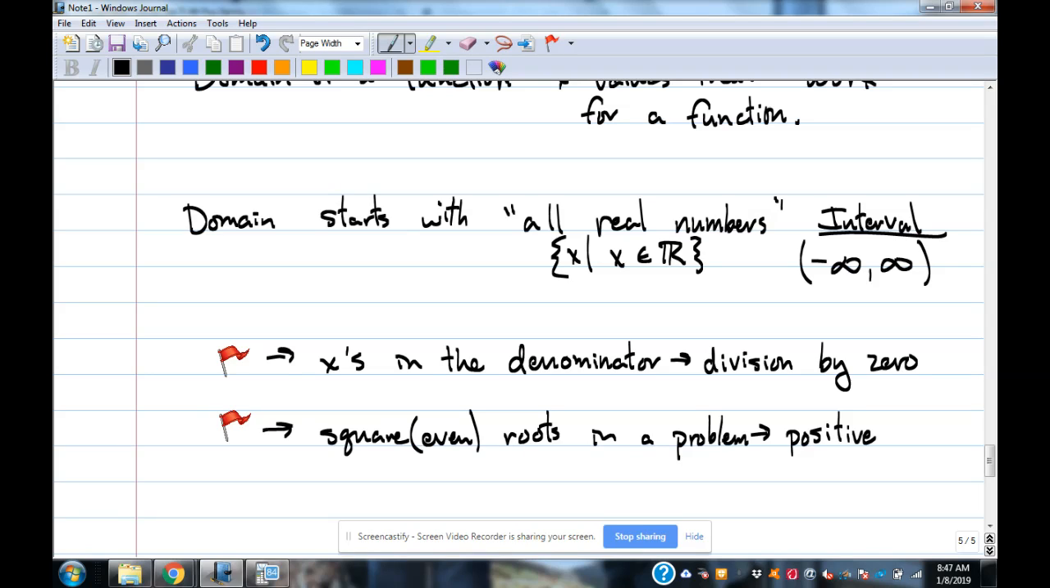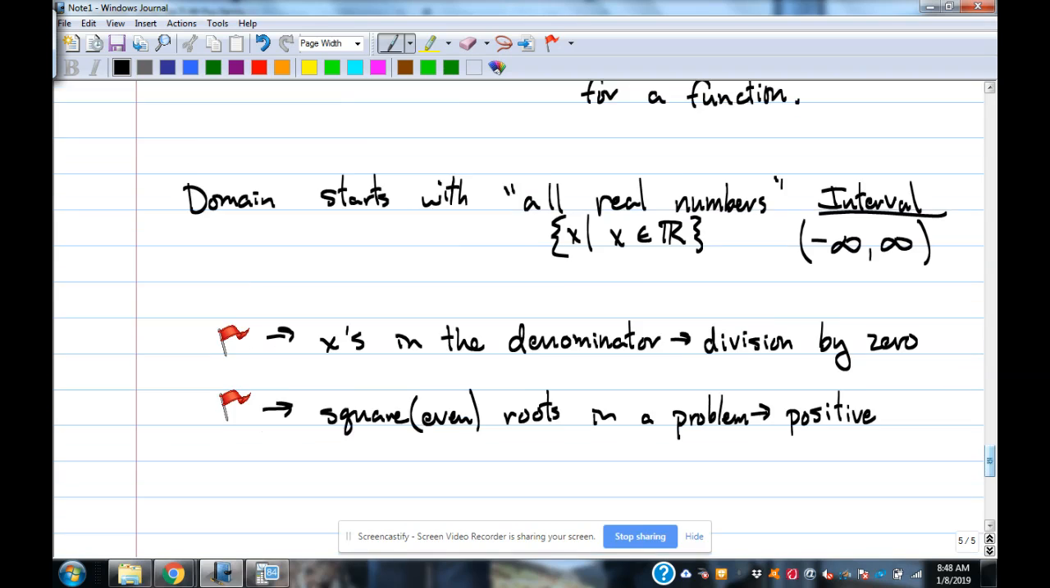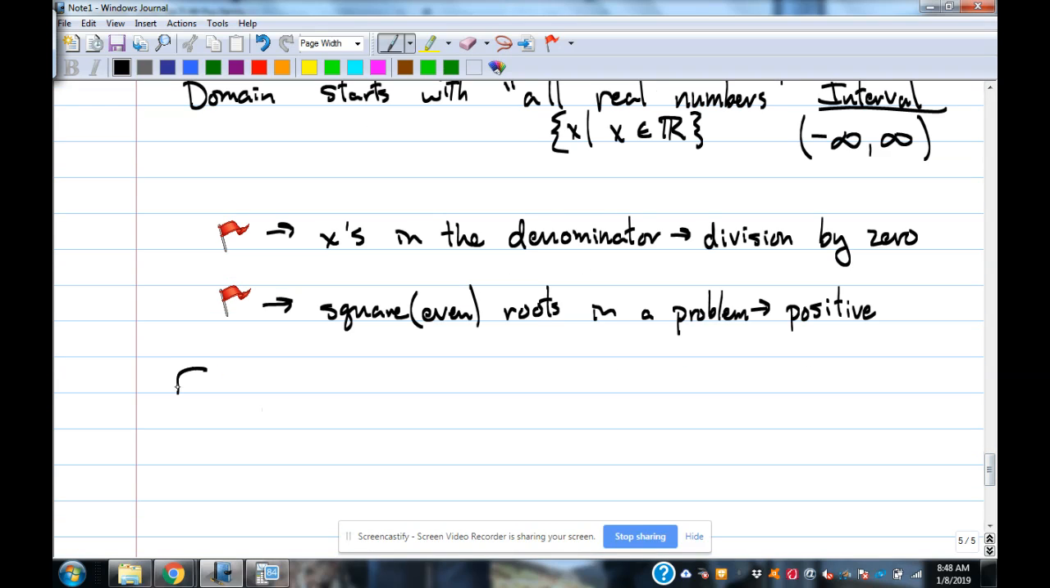Okay. So those are the only two red flags we have to look for. If neither of those red flags comes up in the problem, then the domain stays negative infinity to positive infinity. Okay? Domain starts as negative infinity to positive infinity unless one of these red flags comes up, and I'm going to show you how to deal with those if they do. So let's start with some examples and start finding the domain.